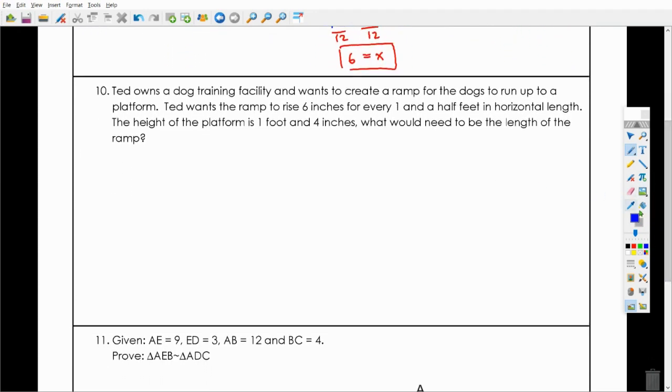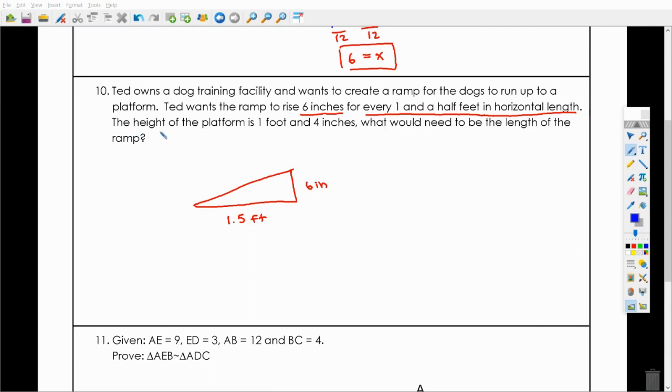All right, next one, word problem, your favorite. Here we have Ted owning a dog training facility. Ted, it's for dogs, if that matters. But Ted wants to build a ramp, and so it looks like this. The ramp is to rise 6 inches for every 1.5 feet in horizontal length. So rising up and down, that's 6 inches here, 1.5. So I put 1.5 here, and then feet. So notice the units are a little different.